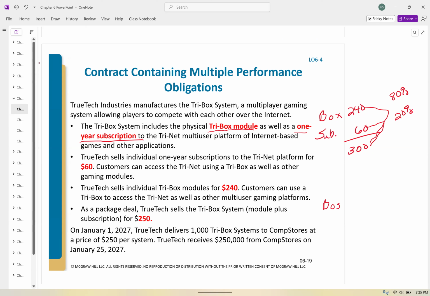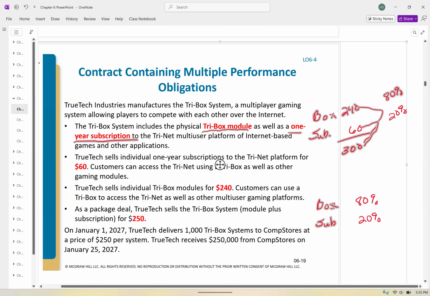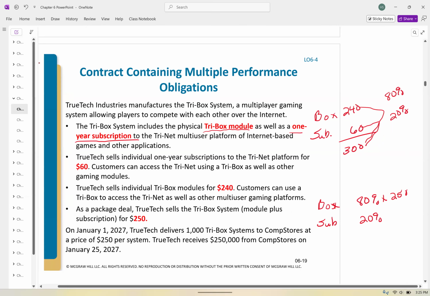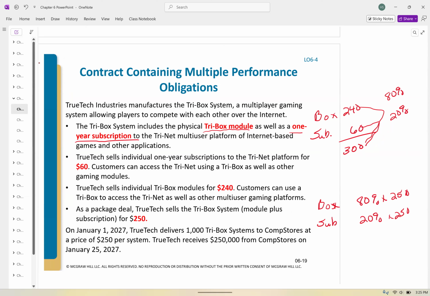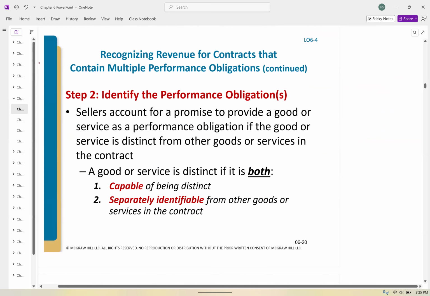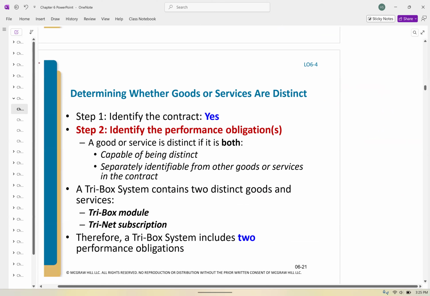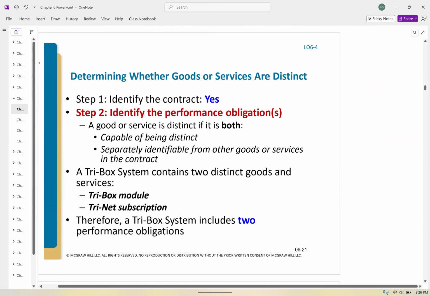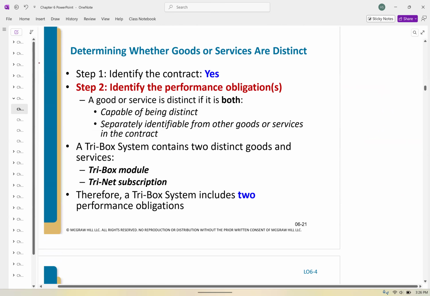So we will allocate for the box 80% and then the subscription 20%. We'll multiply those both by 250, and they have the numbers on the next slide. I just wanted you to see where I got those numbers from. Okay, so we identified the two items that could be completely separately identified. Okay, got a contract. We have the two things. We have the module and the subscription.